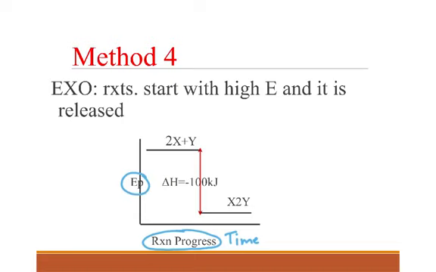If it's exothermic, I have my reactants up here, which I just write out. They start with, or store, a lot of energy. Exothermic means they release the energy. So I start with higher energy, and it comes out as 100 kilojoules of energy with the product. So my product is lower than my reactants because part of the product is this energy.